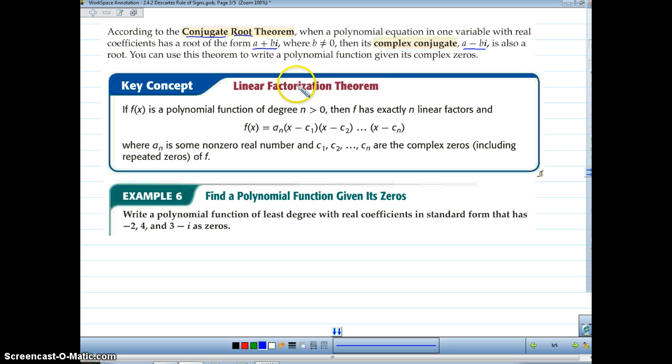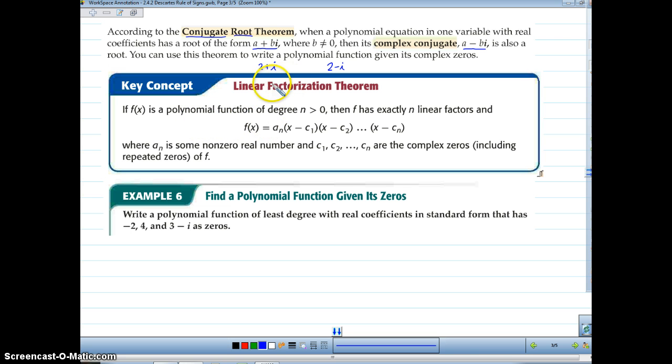So if I tell you one of the factors of my polynomial is a plus, or we'll actually use numbers. Say I say that one of my factors is 2 plus i. That means I have to have its conjugate as well. So 2 minus i automatically becomes one of the factors. One can't exist without the other.